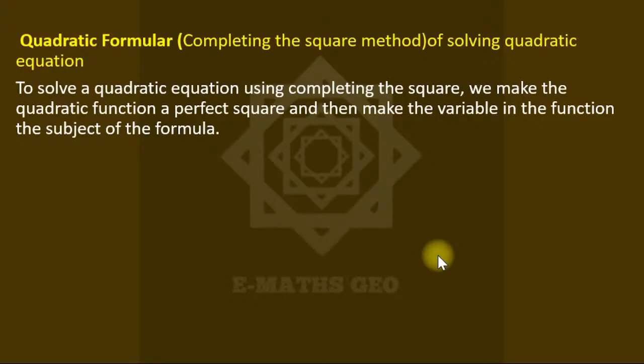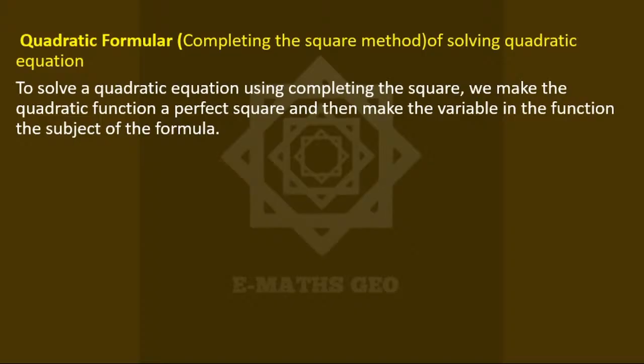Now, if you check from this write-up, to solve a quadratic equation using completing the square, we will make the quadratic function a perfect square. Do you see? That's why I had to treat making a quadratic function a perfect square. Then we solve for the variable. You know, the unknown there is the variable, which is x. So how do you do it?